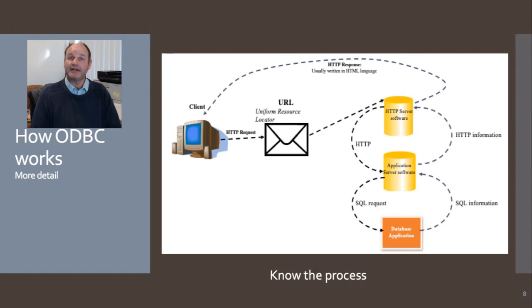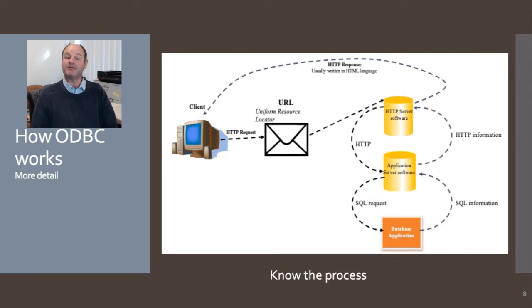Here is the process in a little more detail. The client will send an HTTP request to the web server using the URL, the Uniform Resource Locator. That's the bar at the top of your browser in which you put your web address in. The HTTP address reaches the web server, which knows that this request is for the application server due to the file extension in that HTTP request, which could be PHP or ODBC.